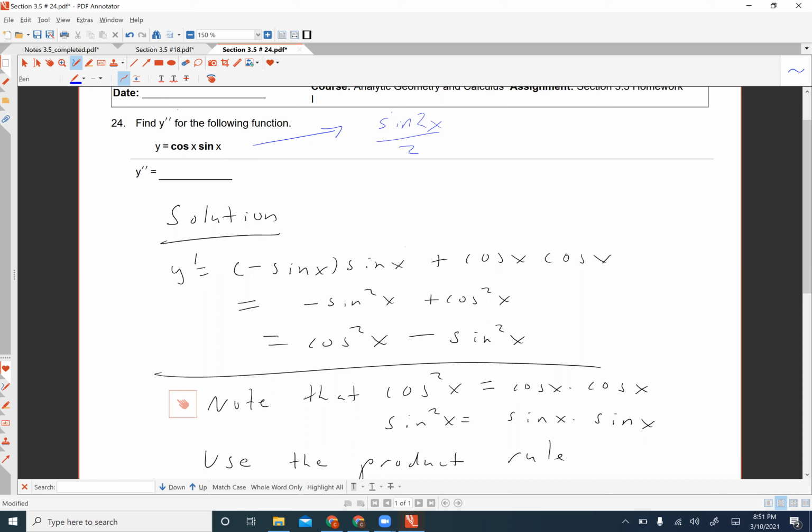Okay. So the derivative of cosine, which is minus sine, times sine, and then cosine times the derivative of sine, which is just cosine. And so you get minus sine squared x plus cosine squared x, so you get y prime. The first derivative is cosine squared x minus sine squared x.